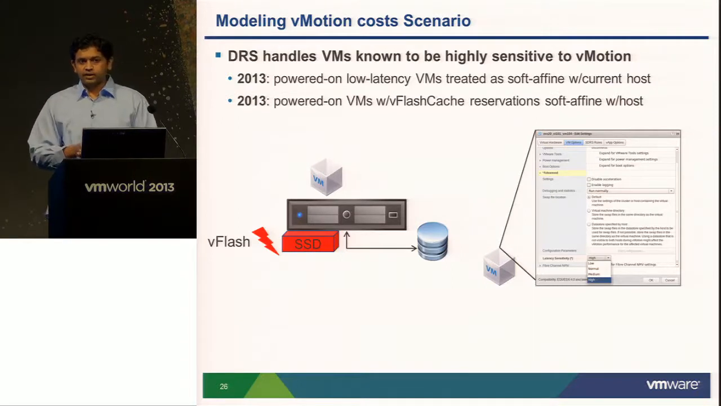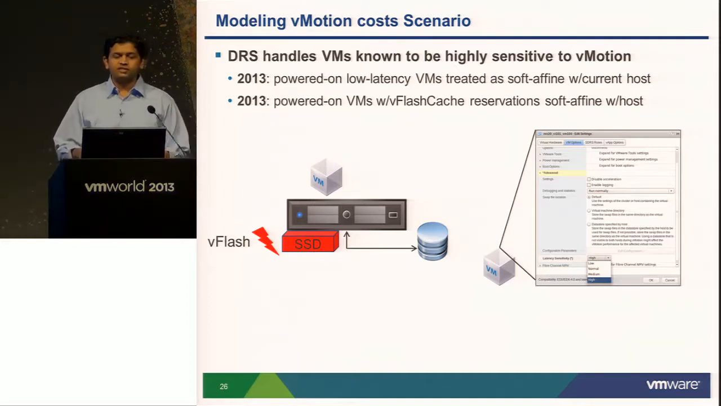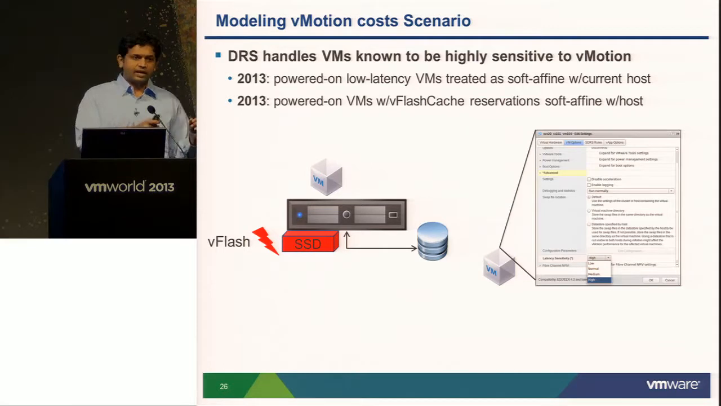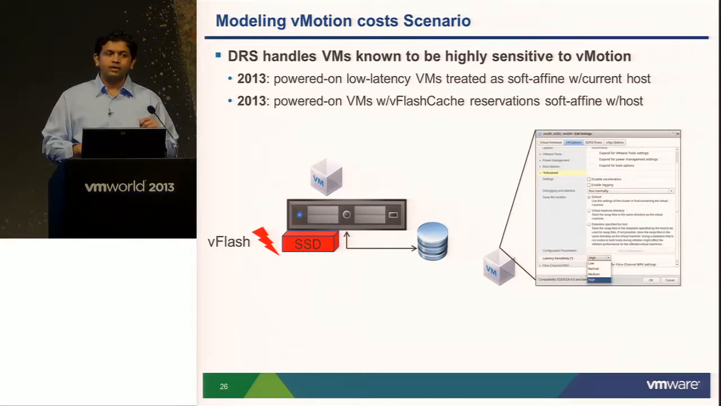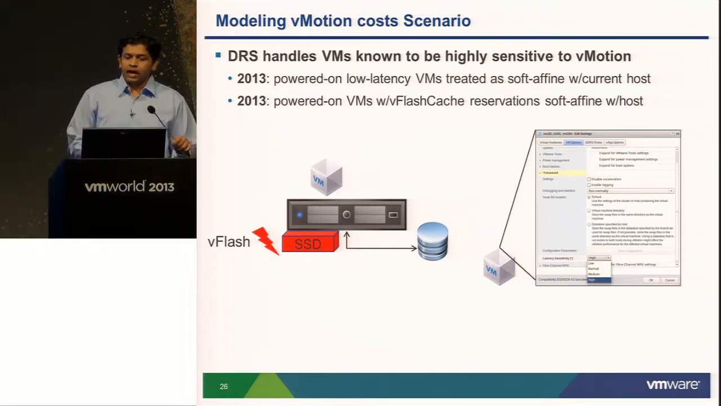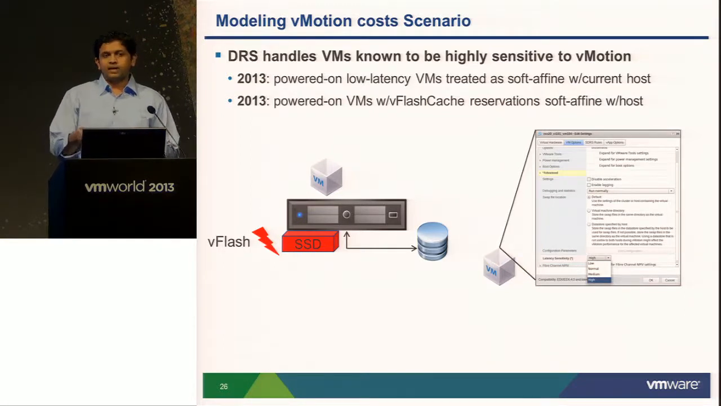There is another feature in 2013, which is the vFlash, and DRS soft affines the vFlash enabled VMs as well. This is because when you vMotion a vFlash enabled VM, the SSD cache moves with it by default. So when you do a normal migration, it does the normal migration as well as the storage migration of the vFlash disk. And because moving the cache can be expensive and it might take longer, DRS soft affines the VM to the host on which it's running currently.